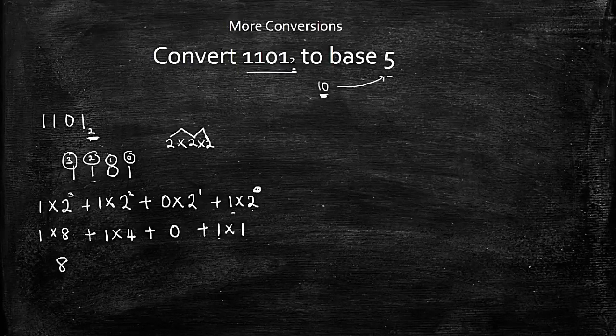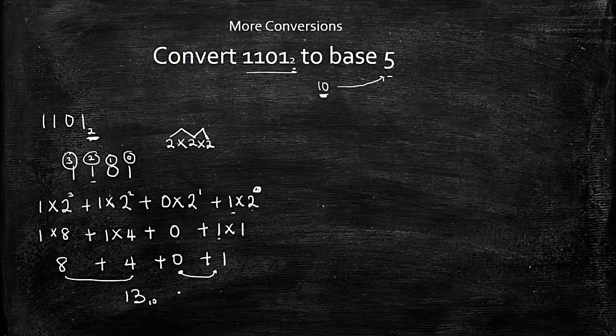So 1 times 8 here is 8, plus 1 times 4 here is 4, plus 0, plus 1 times 1 is 1. So our answer is 8 plus 4 is 12, plus 0 is still 12, plus 1 is 13. So we have 13 in base 10. So we have converted this number to base 10. The next thing we need to do is convert what we have now to base 5 so that we'll get our complete answer.